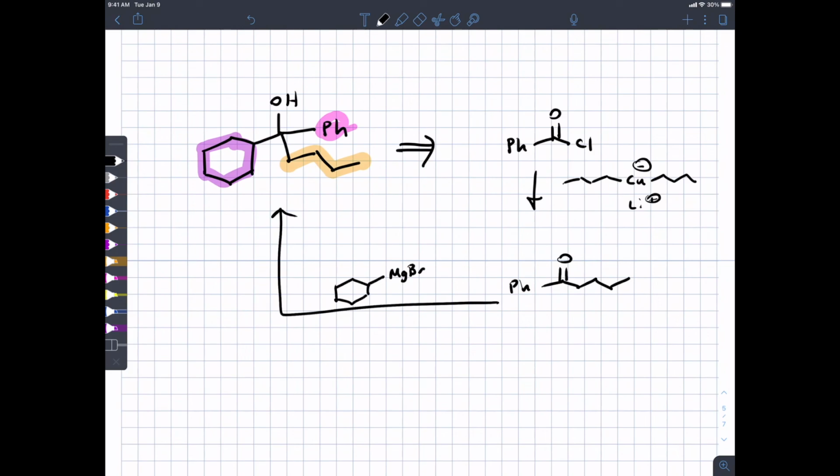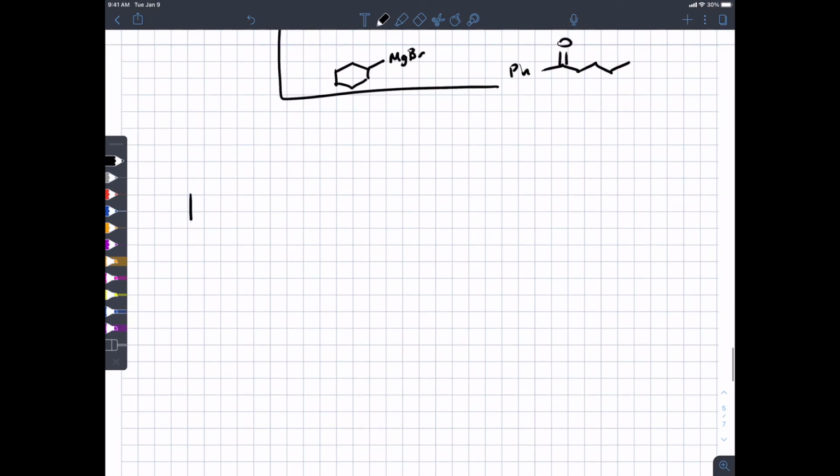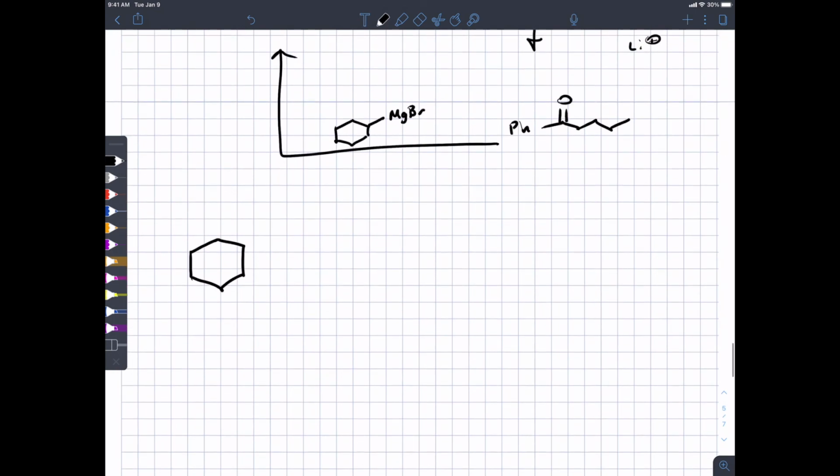Okay. Other questions? Let me give you one that's related to the first way in which cuprates are different from organolithiums and Grignard reagents. I want to make this from a starting material that, let's say I have to use this as my starting material, and then I can use anything else.